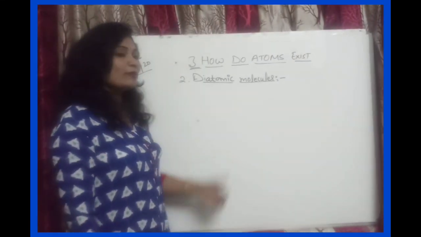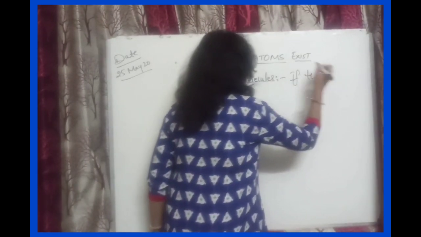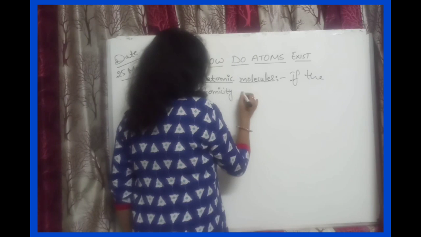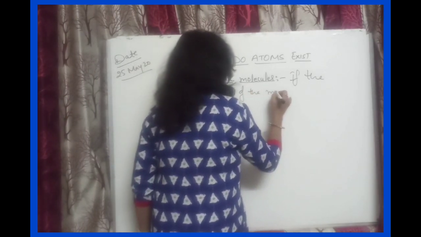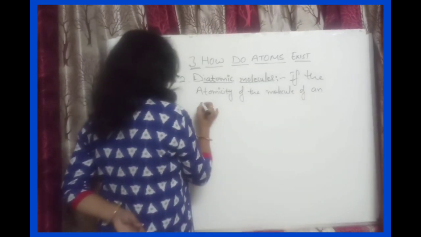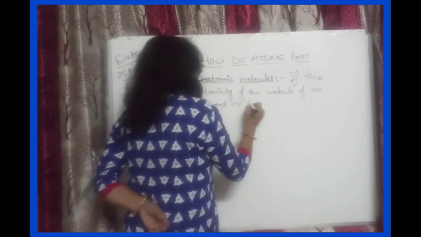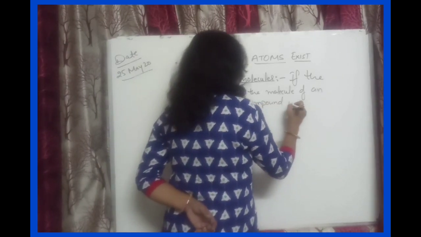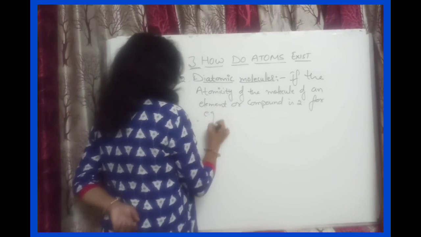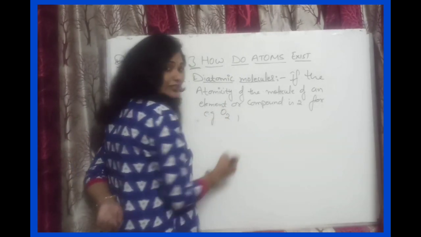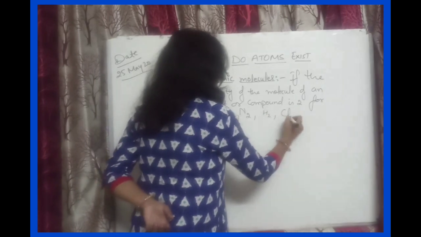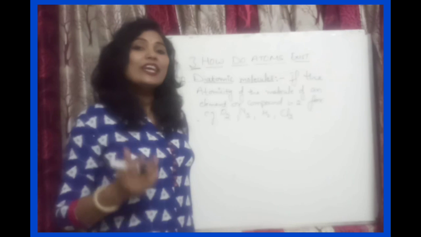The diatomic molecules: if the atomicity of an element or compound is 2, then it is said to be a diatomic molecule. For example, oxygen, O2, nitrogen, N2, then hydrogen, H2, chlorine, Cl2. So these are diatomic molecules.